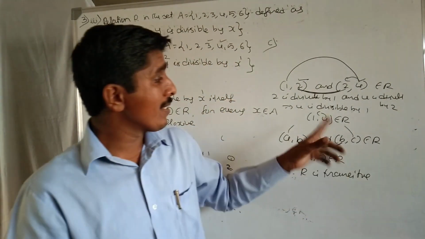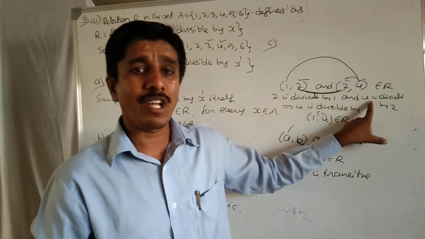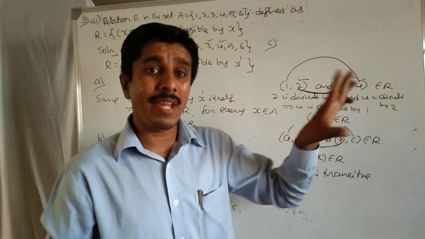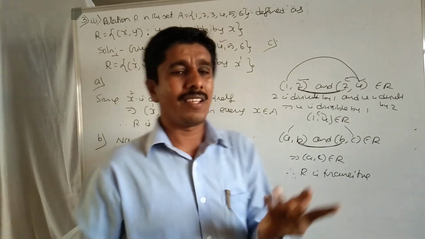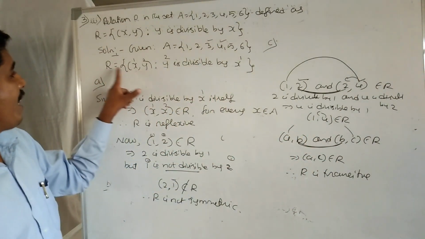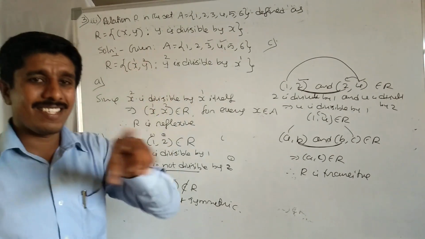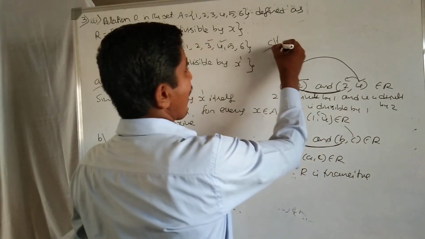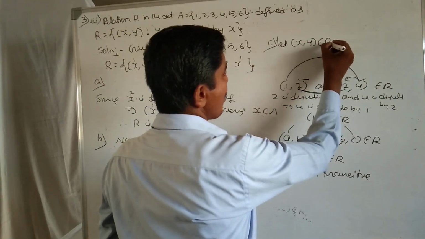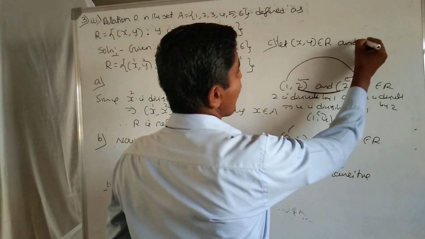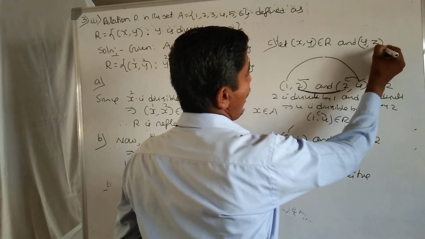Here I am proving clearly it is transitive because every element of the relation satisfies the condition. Therefore, here I am taking 3 elements. Instead of A, B, C, I am taking X, Y, Z, because the given relation is in terms of X and Y. Let X comma Y belong to the relation, and next Y comma Z belongs to the relation.